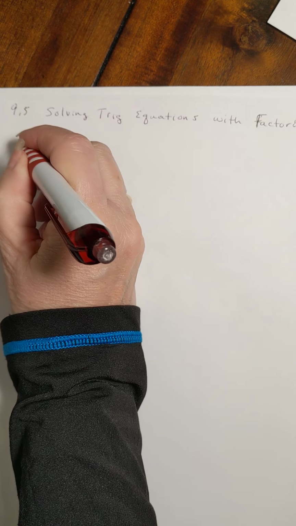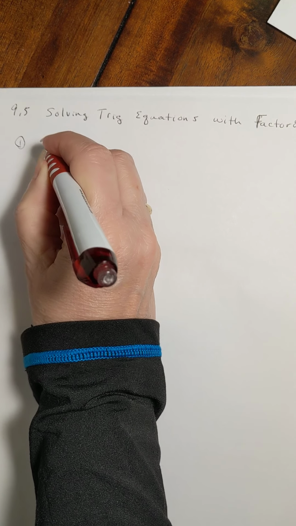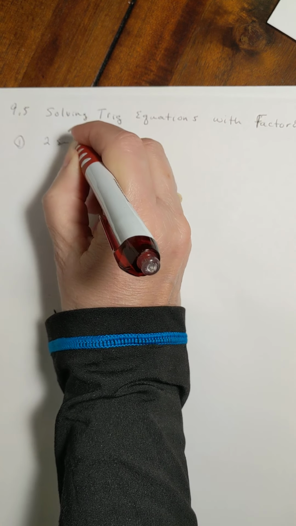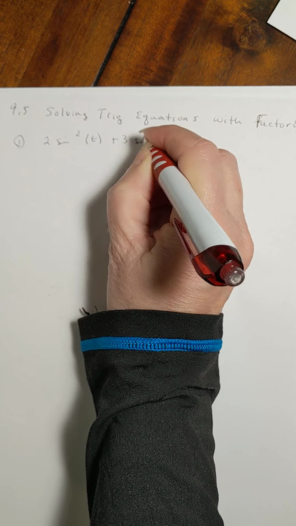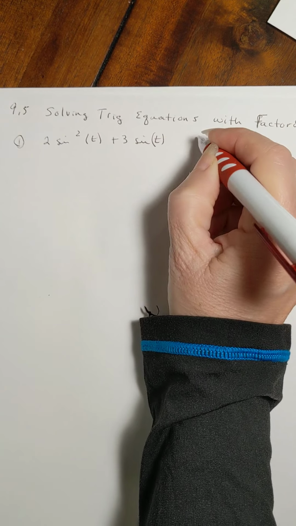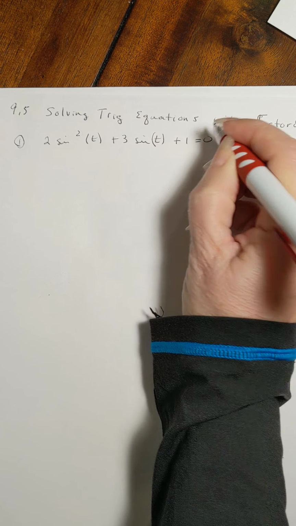Alright, so today we're going to go over solving trig equations with factoring. I'm going to do 4 problems, and then I'm going to do another video using identities. So here's the one on just factoring. If I have 2 sine squared of t plus 3 sine of t plus 1 equals 0.